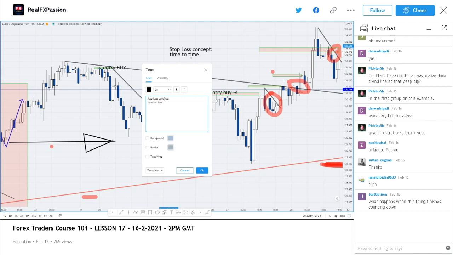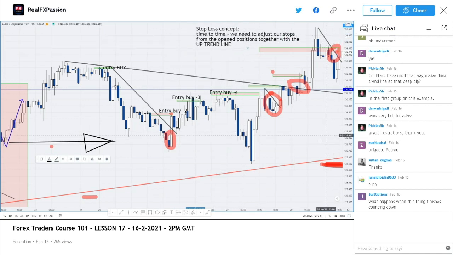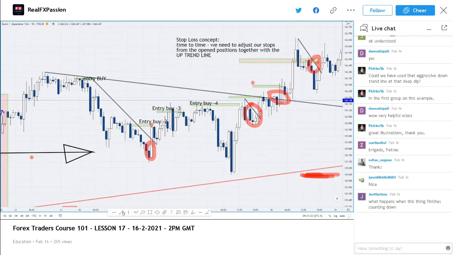From time to time, we adjust our stops from the open positions together with the uptrend line. In this example, the uptrend line, we're going to adjust the stop. So let's see the market moving up and down.